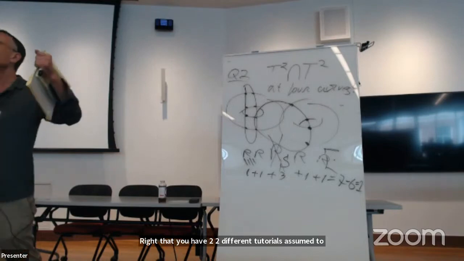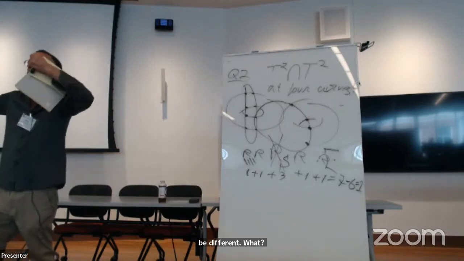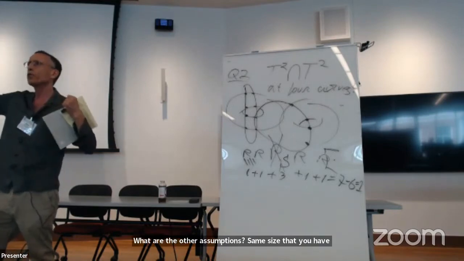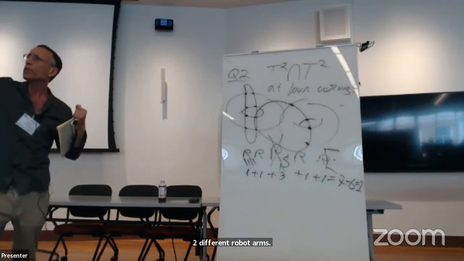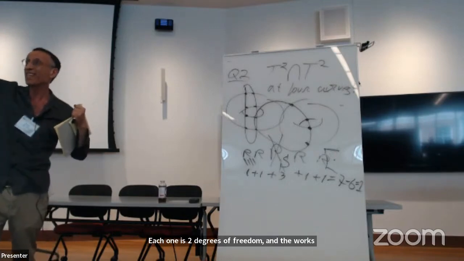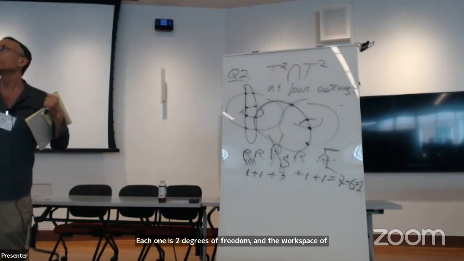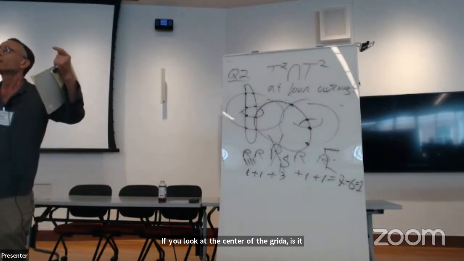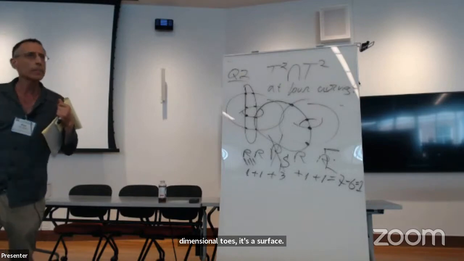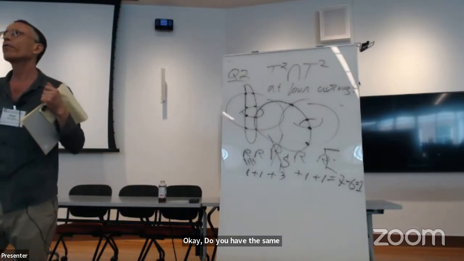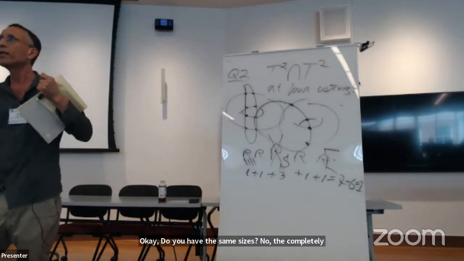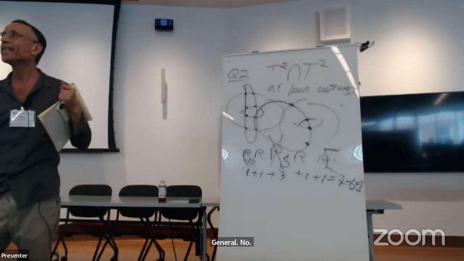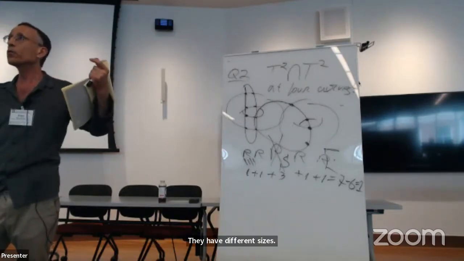Same size. And... So you have 2 different robot arms. Each one is 2 degrees of freedom. Mm-hmm. And the workspace of each robot arm, if you look at the center of the gripper, is a 2-dimensional torus. It's a surface. Okay, and they have the same sizes? No, they're completely general. They have different sizes and different centers, and different angles between the joint axes. Okay. So there are 2 general tori.